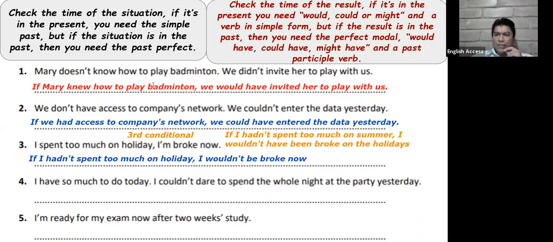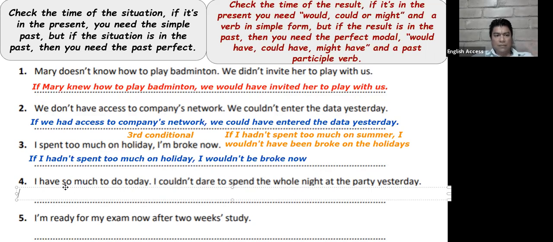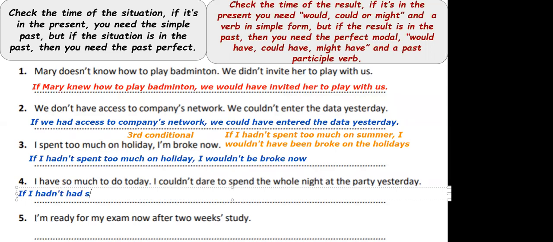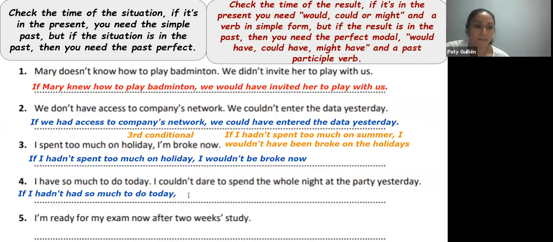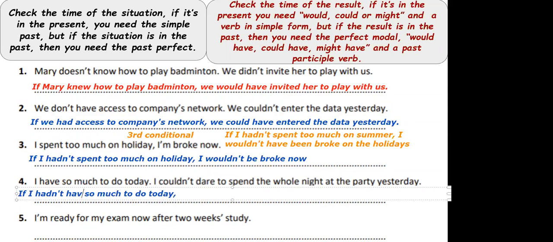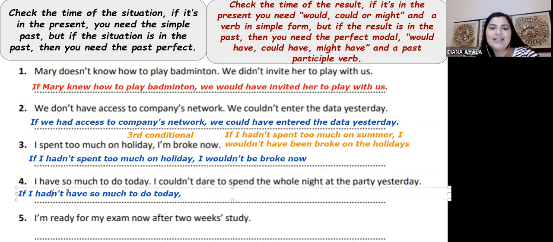Patty, can you please read? I have so much to do today. I couldn't dare to spend the whole night at the party yesterday. If I hadn't had so much to do today, comma, I could. Wait, I'm sorry, but the verb is had, the present. If I hadn't have? If I didn't. If I didn't have. I think it's just hadn't, right? If I hadn't so much to do today.